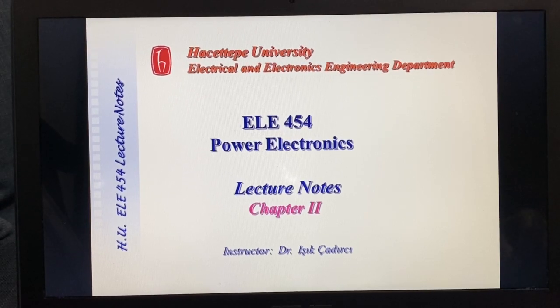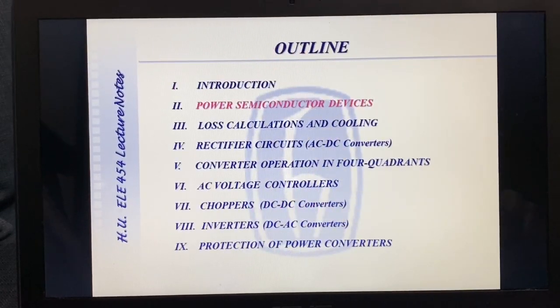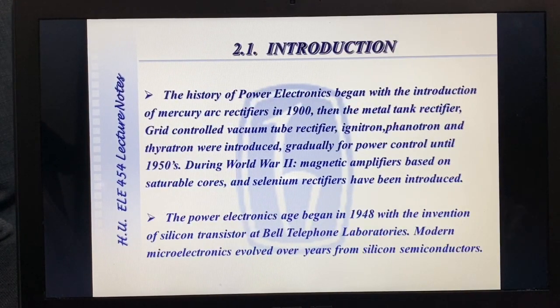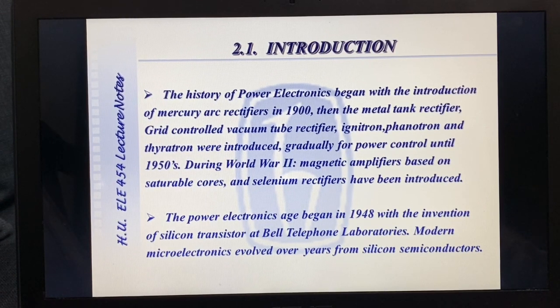Let us continue with Chapter 2 on power semiconductor devices used in power converters. The history of power electronics began with the introduction of mercury arc rectifiers in the 19th century, then vacuum tube rectifiers before World War II, and finally the power electronics age began in 1948 with the invention of the silicon transistor at Bell Telephone Laboratories.